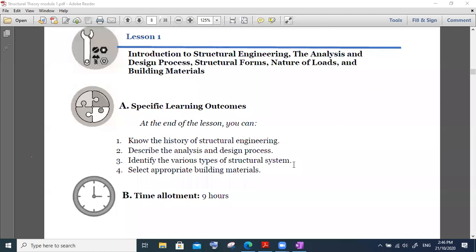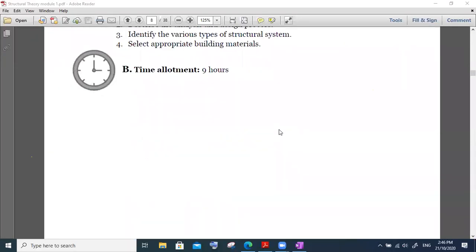So for our lesson 1, we have the introduction to structural engineering, the analysis process, the structural forms, and the nature of loads and the building materials.